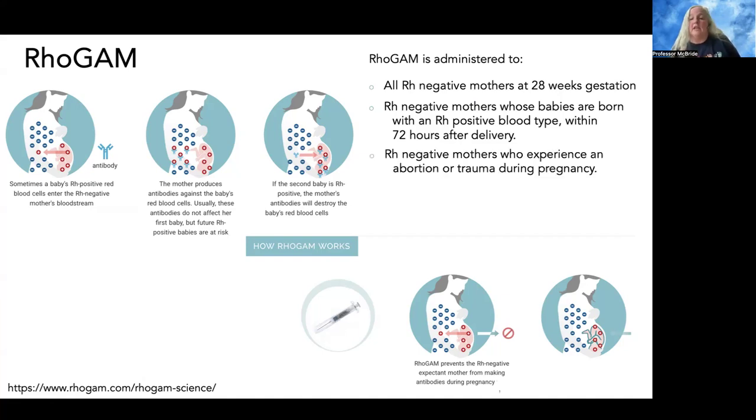And then also Rh negative mothers who have an abortion, including a miscarriage or spontaneous abortion, or they have trauma during pregnancy, these moms also receive RhoGAM. For an abortion, we don't know if that baby was Rh positive. And then for trauma during pregnancy, we don't know at that point if the baby's Rh positive. And those are times that the mother's body could see that blood type.